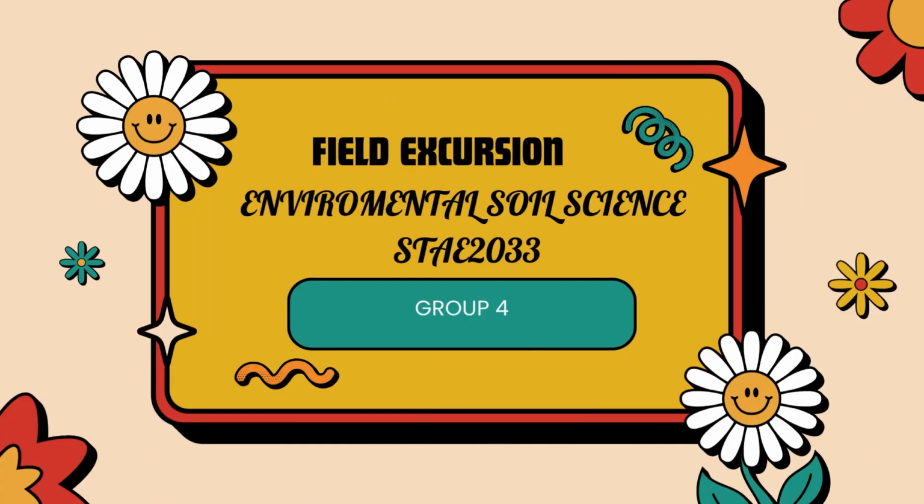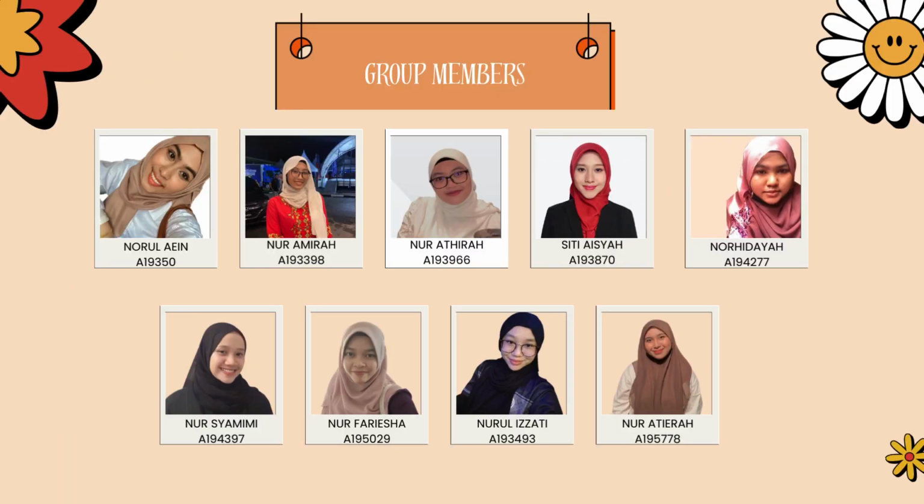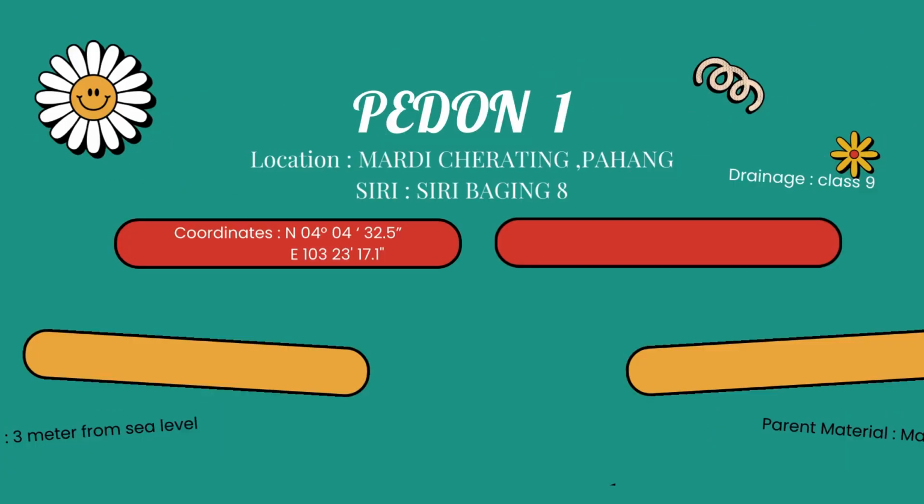We are from Group 4. We'll present to you guys what we observed during the field trip. First of all, I'll introduce to you guys our group members. First, Nur Ain. Second, Nur Amira, Nur Atira, Siti Aisyah, Nur Hidayah, Nur Shamimi, Nur Farisha, Nur Izzati and Nur Atira. Okay, we start with pattern 1.